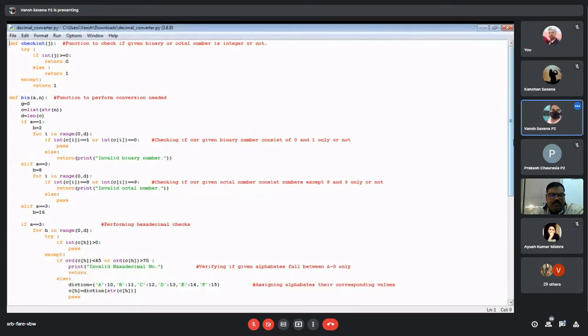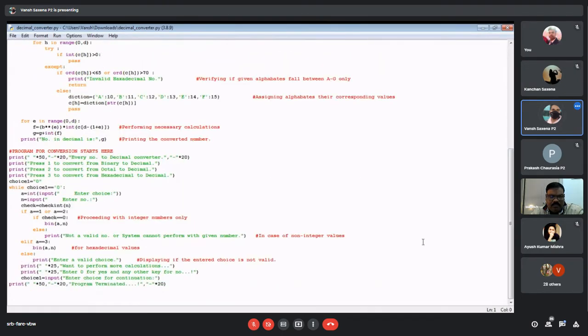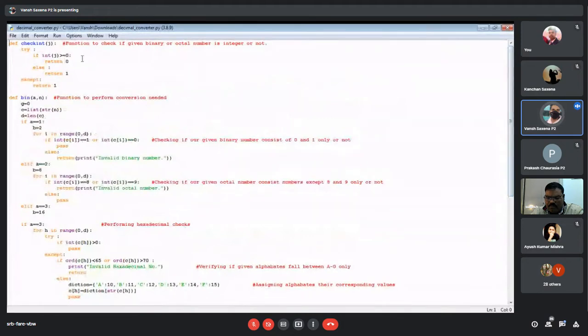This is our code. I have started my code using a function checkInt. Here I check whether the given number is in integer form or not. If it's not in integer form, I reject it, giving the reason that it is not a valid number or the system cannot perform with the given number. It means I am only considering integer numbers, not float or decimal values. I have checked here, if the integer value is greater than 0, then it will return 0, and if not, it will return 1. If it returns 1, this means the number is not an integer, and I will print that the system cannot perform with the given number.